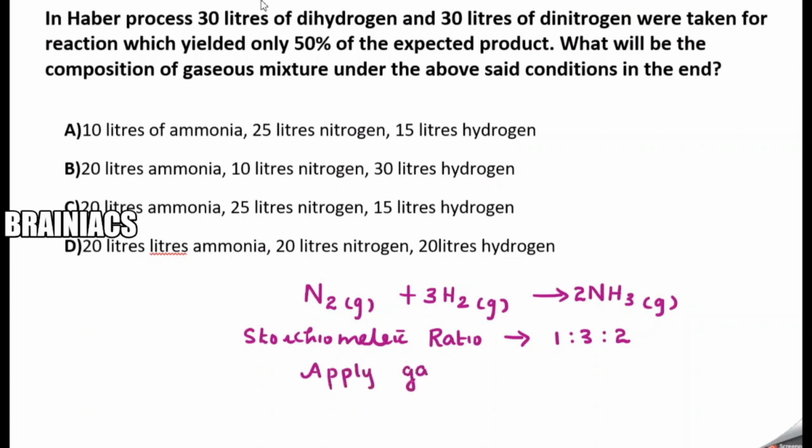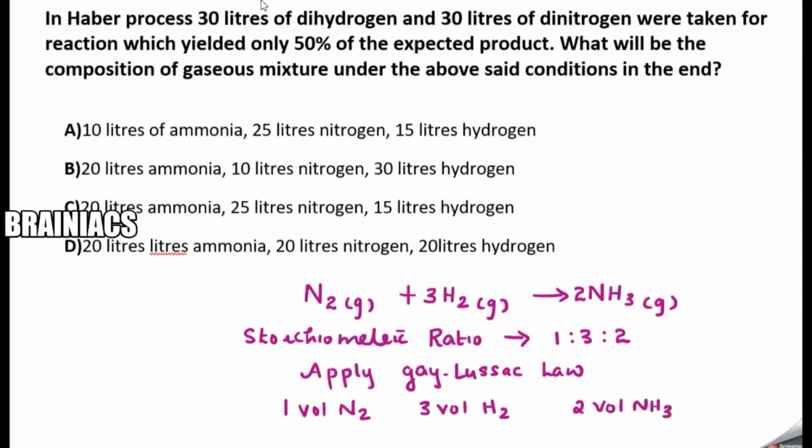So I can apply Gay-Lussac's law. Correct? Now, what the law states is that, based on the stoichiometry, instead of writing in terms of moles, I can write it in terms of volume. So one volume of nitrogen combines with 3 volumes of hydrogen to form 2 volumes of ammonia.